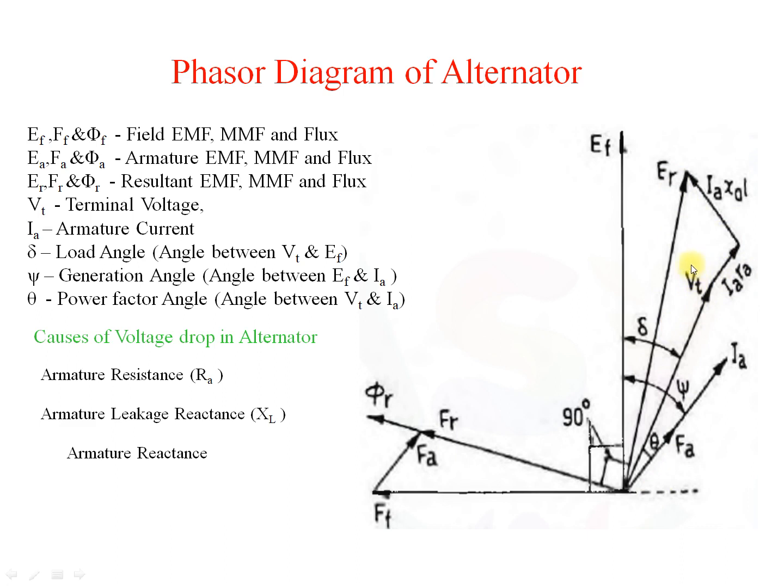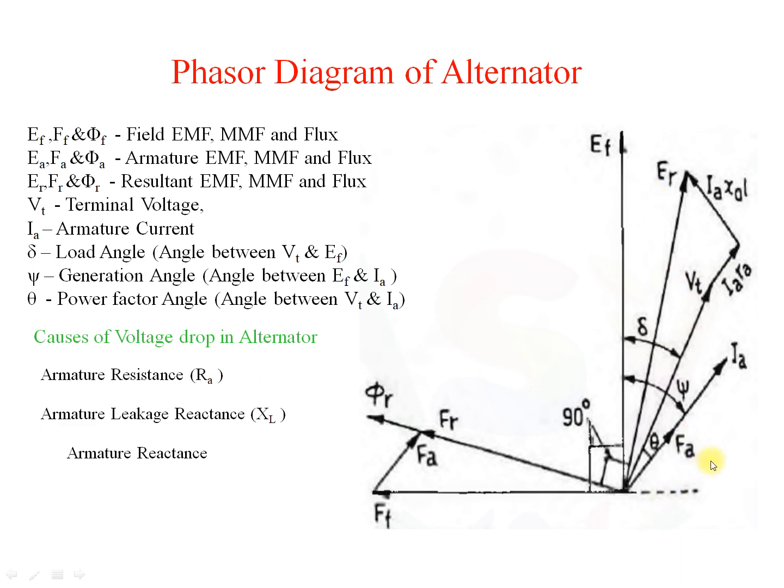Since we are having this particular VT plus IARA plus IAXL, these three will be added together and we will be getting this ER in result. So this is how the phasor diagram of the alternator can be drawn.